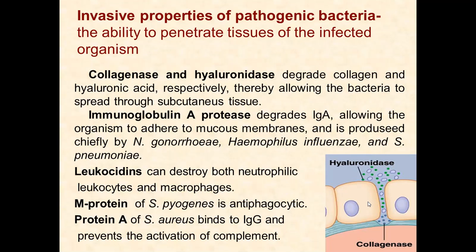Leukocidins are toxic substances which destroy neutrophils, leukocytes, macrophages, all these phagocytic cells in the human body. The M protein of Streptococcus pyogenes also possesses antiphagocytic properties, and protein A of Staphylococcus aureus can bind to immunoglobulin G, the antibodies, and prevent the activation of the complement system.